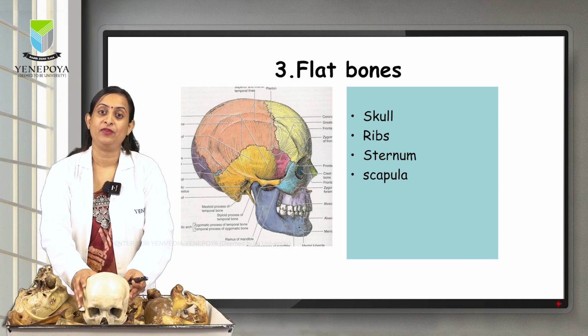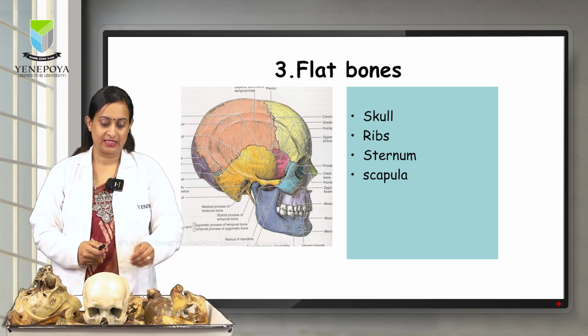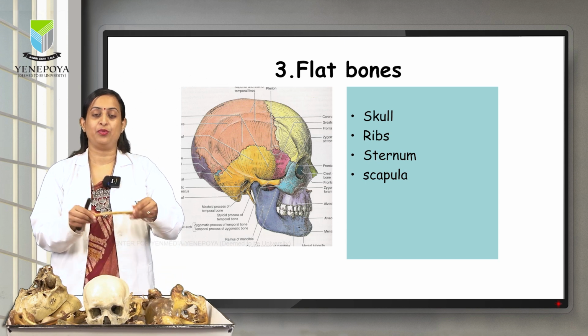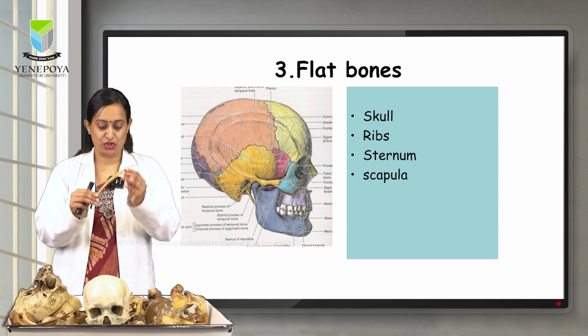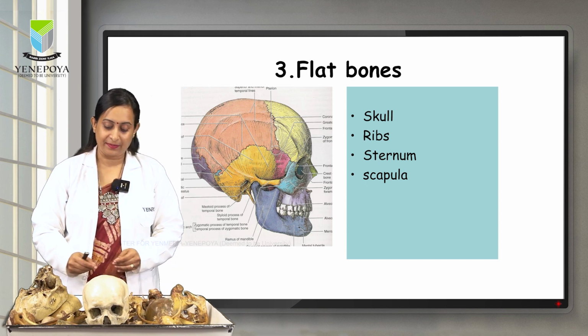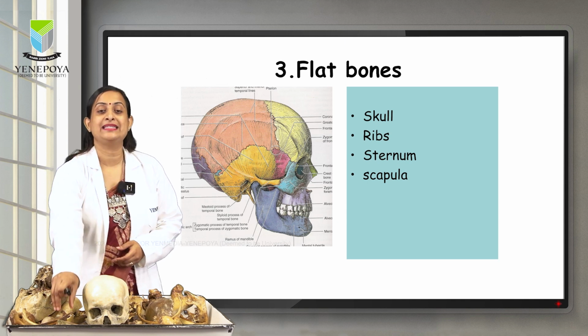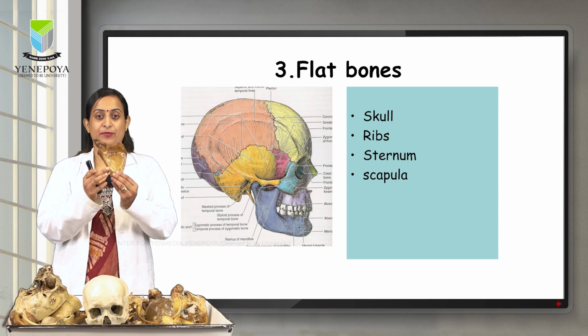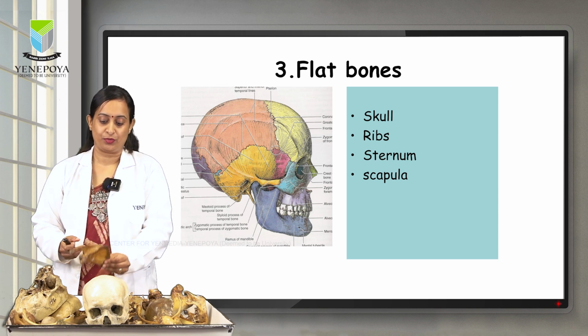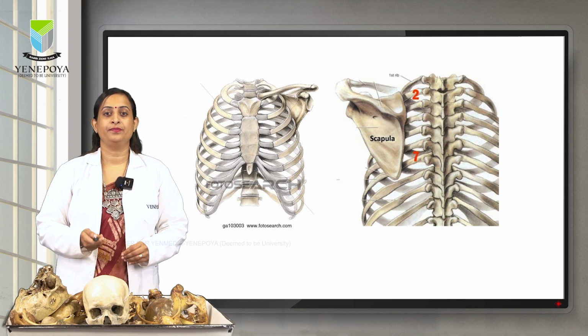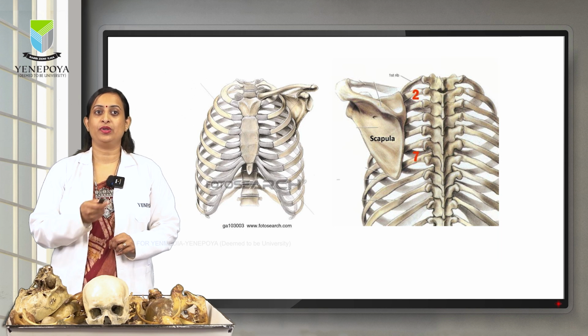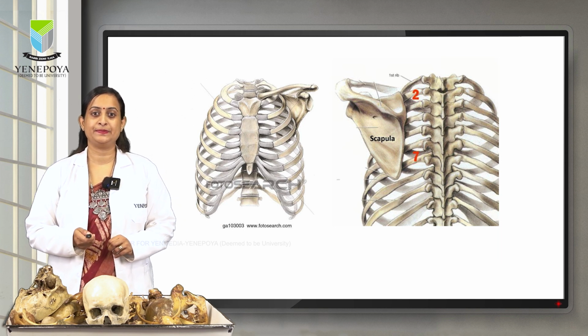The second best example we can give for flat bones are the ribs. The rib cage is made up of flat bones. The ribs are also flatter in shape. The sternum, which is a midline structure, is again flatter in shape, and the scapula is also a type of flat bone. We can see here in the picture what the sternum and the scapula are.